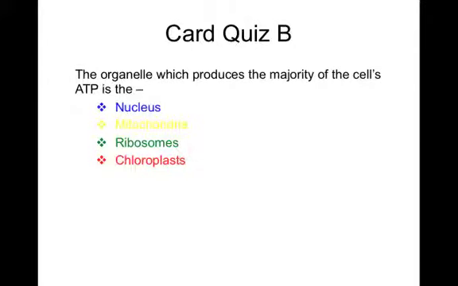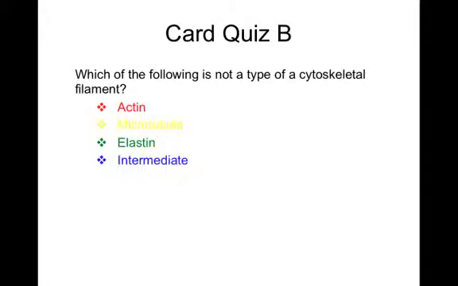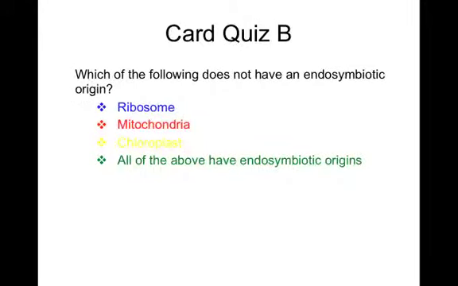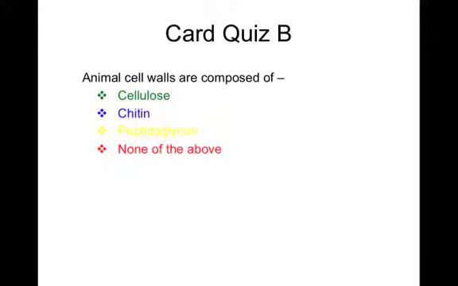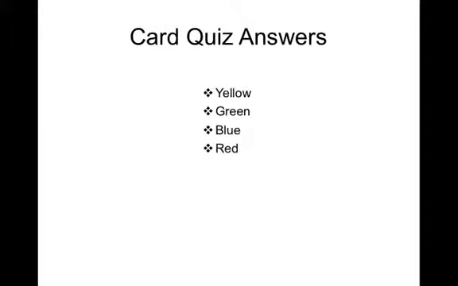Let's have another card quiz before we wrap it up. The organelle that produces the majority of the cell's ATP is the... Which of the following is not a type of cytoskeletal filament? Which of the following does not have an endosymbiotic origin? Animal cell walls are composed of... Here are the card quiz answers: yellow, green, blue, and red.